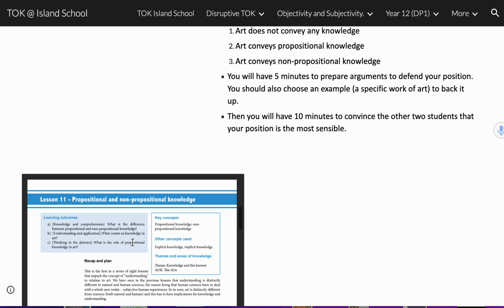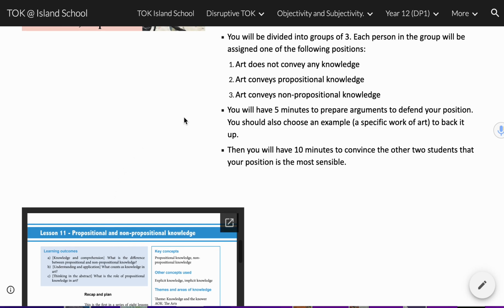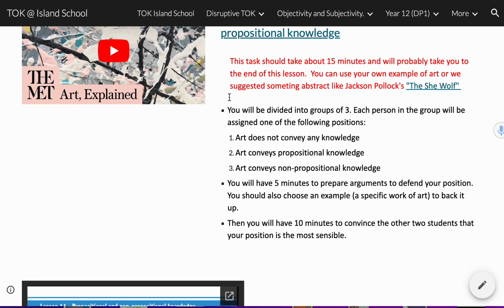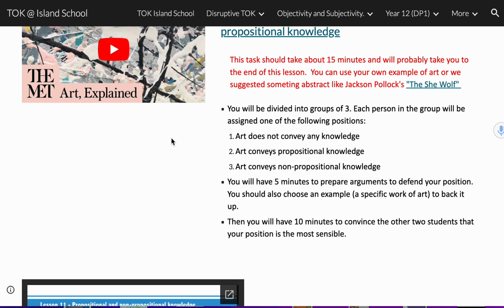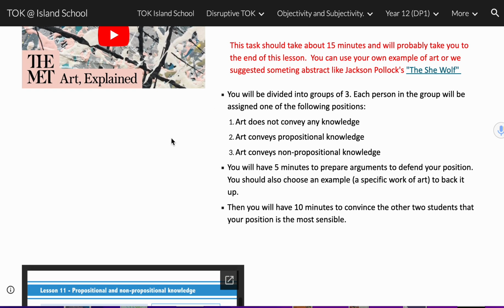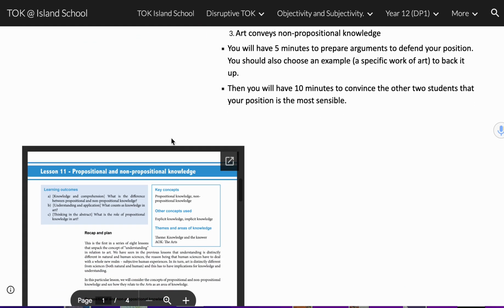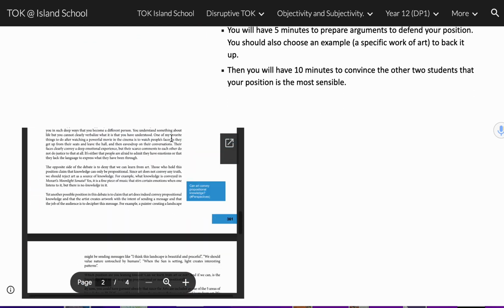So we had to think about that, and personally, I would say that it would be number 2 and number 3. Yes, definitely there is knowledge in art. Some of it is propositional. My personal view on this one, particularly with abstract art, is that non-propositional knowledge is dominant. But we had some discussions about that, and I'm sure we had some disagreements over that.